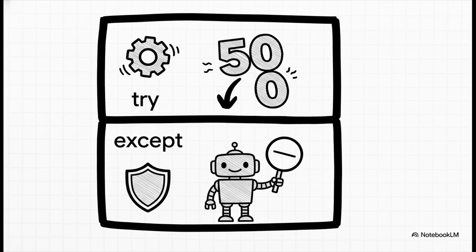Let's look at a super classic example, dividing by zero. In math and in programming, you just can't do it.